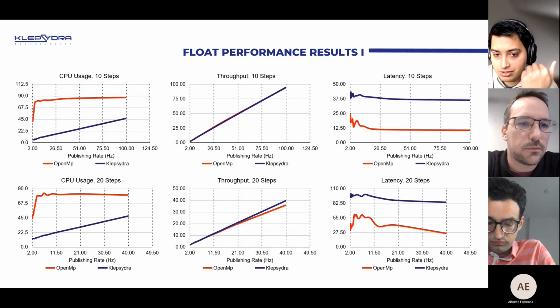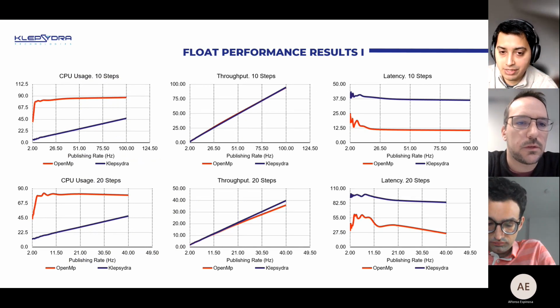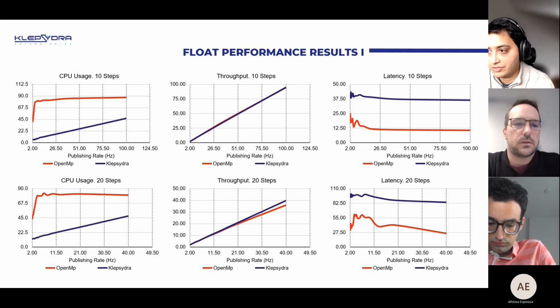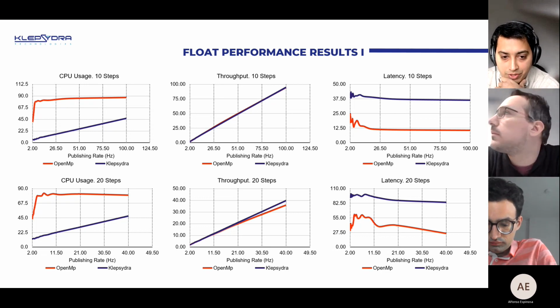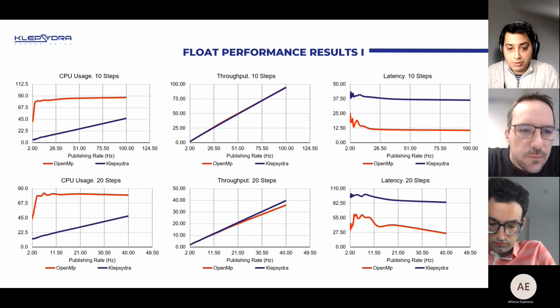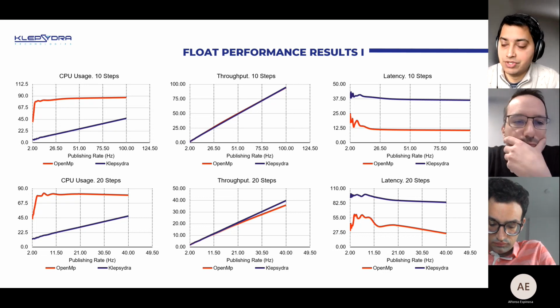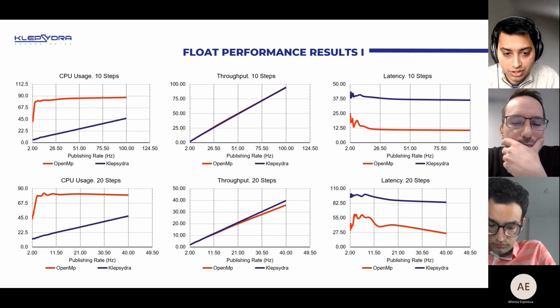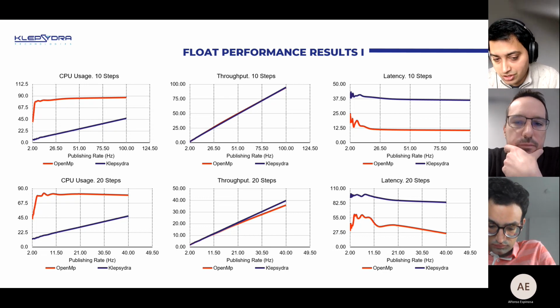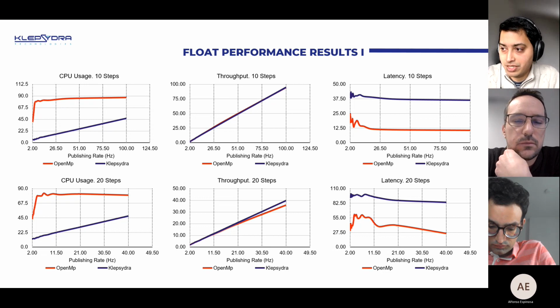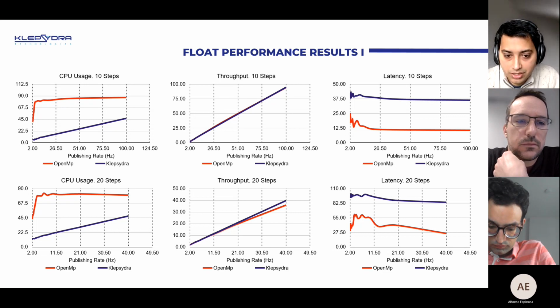So here, for example, when we say 10 steps, which is basically A multiplied by itself is step 1, which gives you B, and then B multiplied by itself gives you C, and so on. You do this 10 times. And when you do it with OpenMP, publishing rate is defined as the rate at which the new A is generated, the input. As you increase the publishing rate, the CPU usage with OpenMP quickly hits the limit, because it's using all the cores to process the matrix multiplication. Whereas with Klepsydra, it's a linear increase.